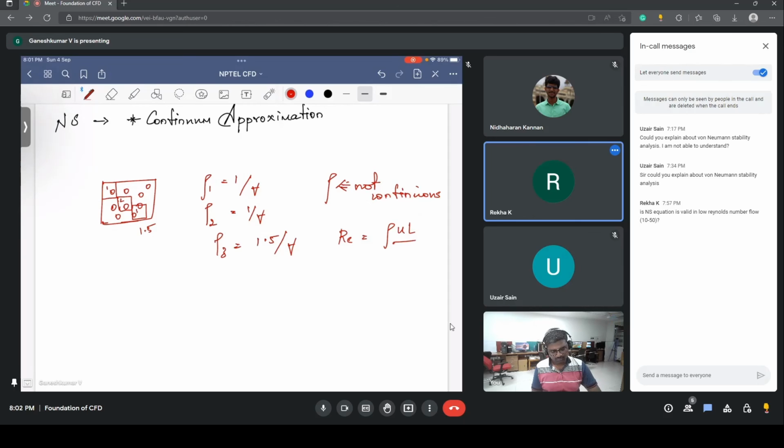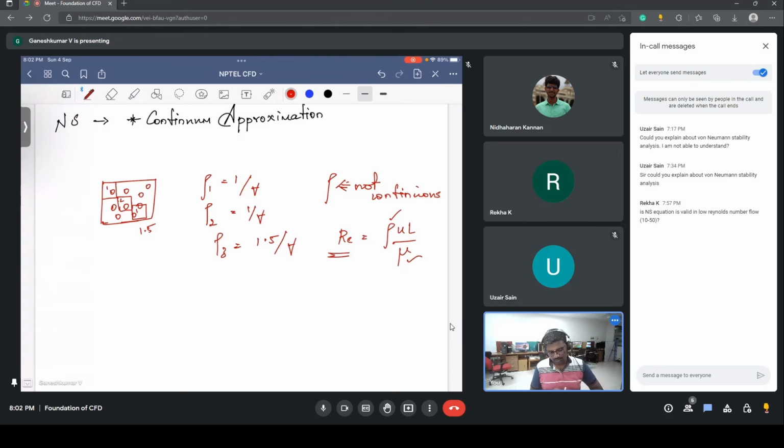rho U L by mu, right? Any characteristic length scale. So here this density and viscosity are properties. If the properties are not continuous, you can't define a Reynolds number, as far as I remember. Okay, so if you can't define a Reynolds number, then of course Navier-Stokes equation is not valid because continuum approximation is not valid.